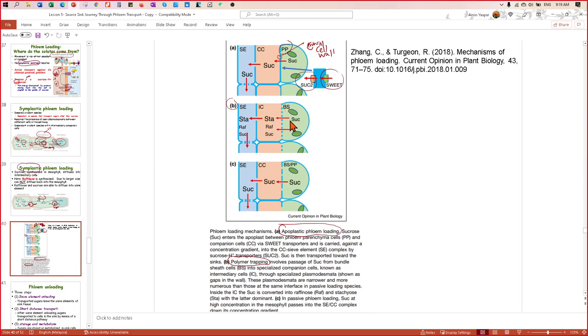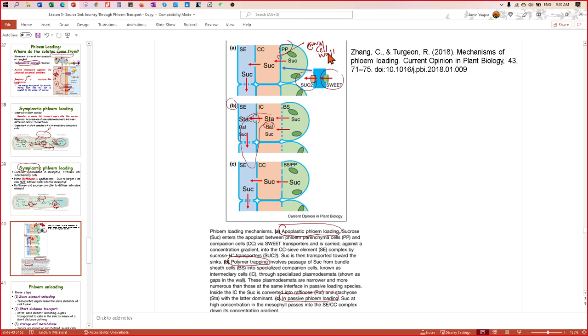you have your sucrose transported to the companion cell, the intermediary cell, and here the sucrose is converted to raffinose. It's called polymer trapping because it is trapped. Your raffinose is a polymer. It cannot go backward because it's big. The only way out is through this way, which is bigger plasmodesmata. So it is trapped, only one direction. Right? Okay, and finally is C, passive phloem loading.